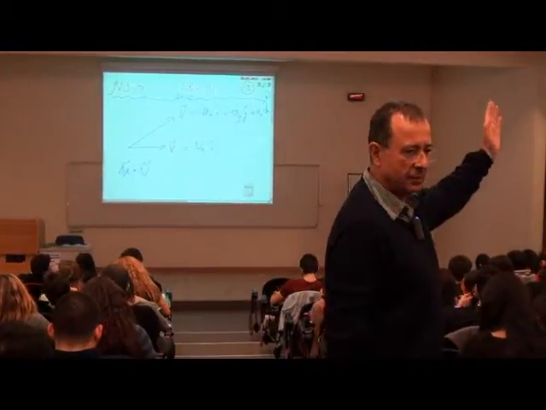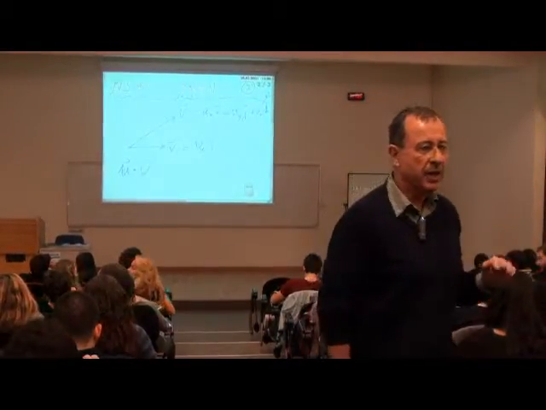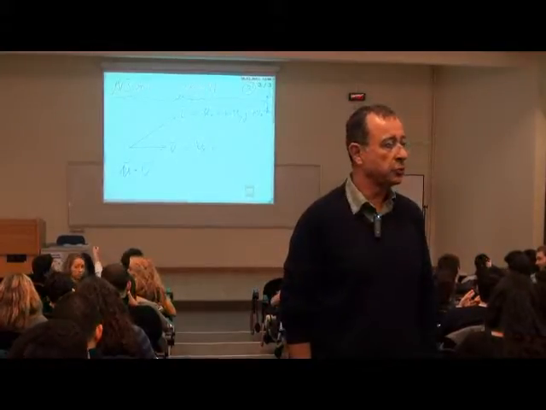U is given, ux, uy, uz. V has only vx, the other ones are 0. So what is u dot v?